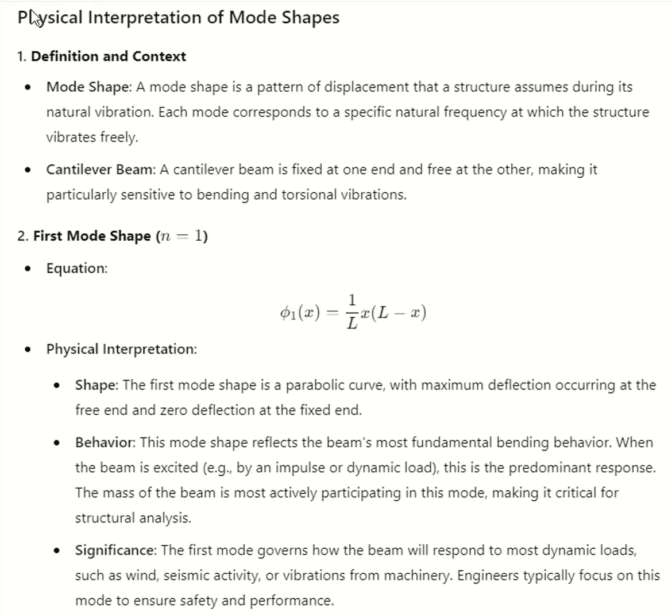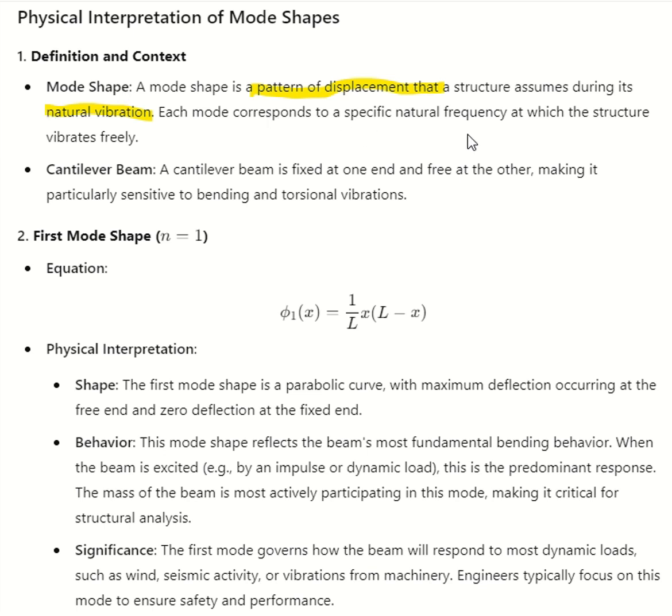Physical interpretation of mode shapes. Today we will talk about the physical interpretation of mode shape. A mode shape is a pattern of displacement that a structure assumes during its natural vibration. That means during the natural vibration, how the structure will displace, that pattern is called the mode shape.